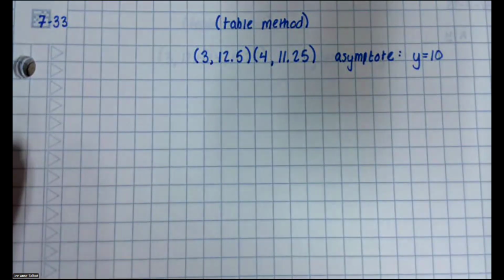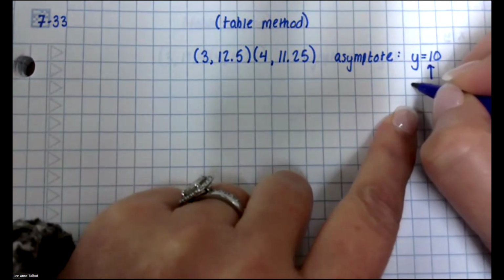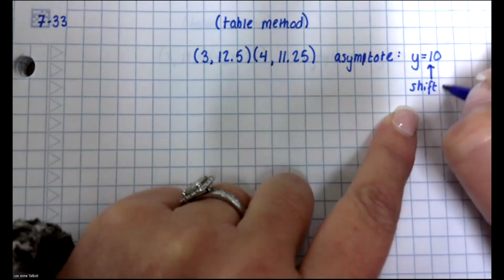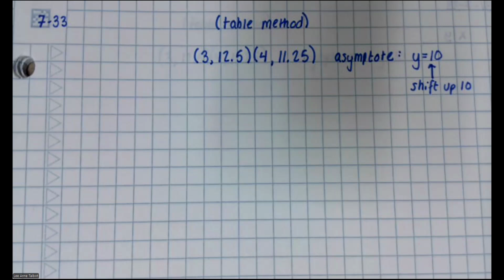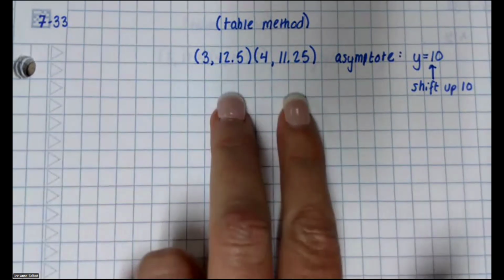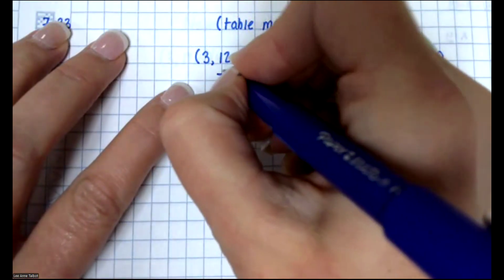Now the table method requires you to think for a second. So this is a shift up 10. That makes sense if you look at the y coordinates of those points. So pretend we didn't already talk about this. This is a shift up 10. What I'm telling you is before you start the problem, you have to shift the points back down 10 before you make your table. So you have to undo.